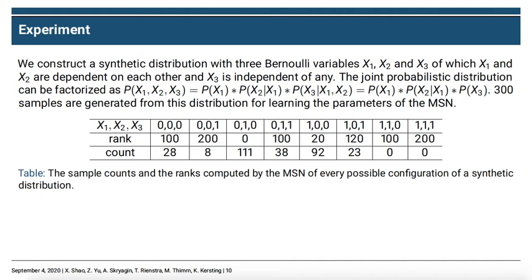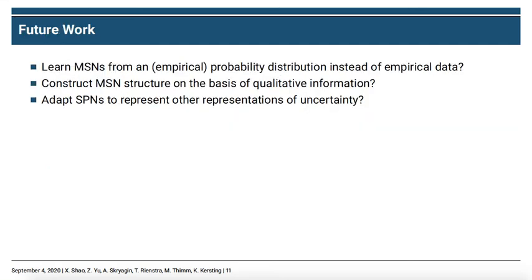And this table here shows the counts for every event in the 300 samples and the ranks yielded by the trained MSN. The expectation is that the greater count an event has, the smaller the rank should be, because the more often you saw an event, the less surprised you are to see it again. And this is exactly the case for all the possible events here. So our present work is a good start for modeling ranking functions.